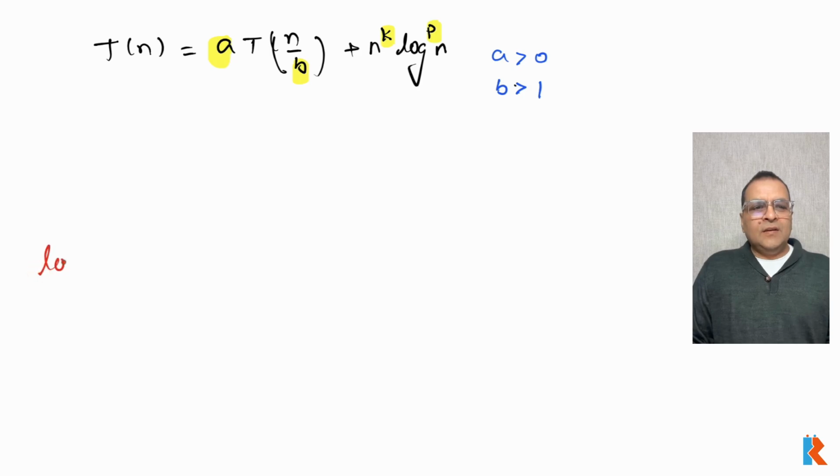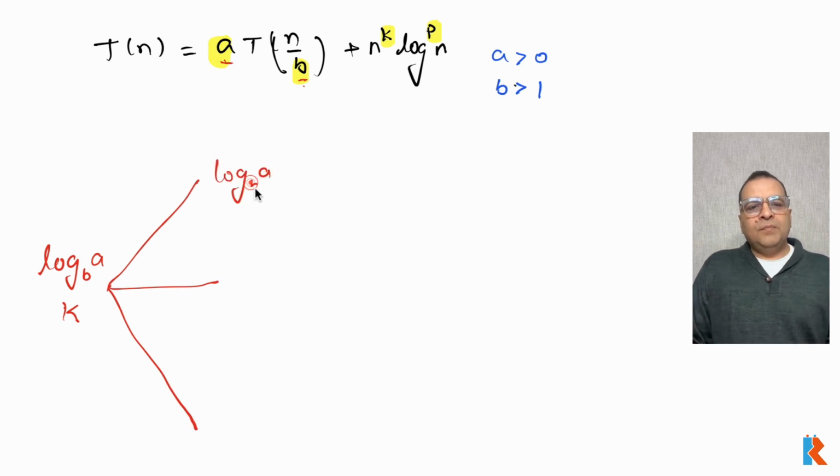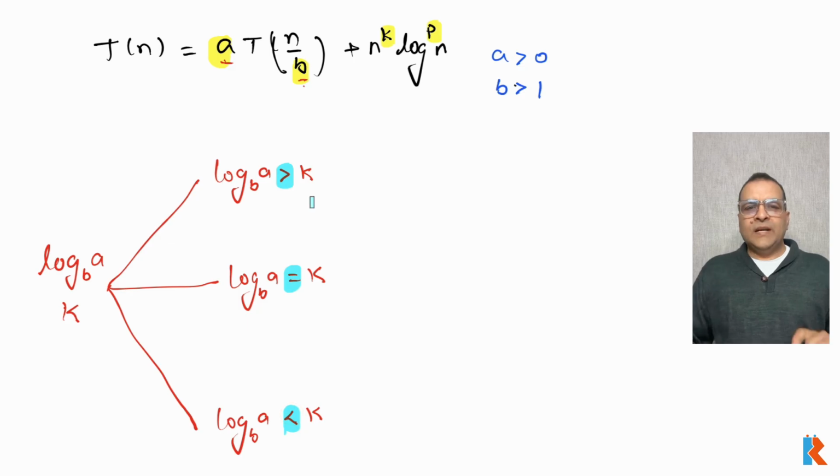The first number is log of a to the base b, and the second number is k. So k is already given, and we find log of a to the base b. We just need to find log of a to the base b and compare it with k. When you compare it with k, there are three possibilities. First possibility is that log of a to the base b is greater than k. Second possibility is log of a to the base b is equal to k. And third possibility is log of a to the base b is less than k. So these are the three possibilities. Let's look at these three possibilities.